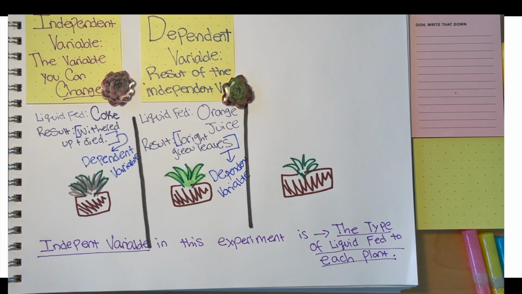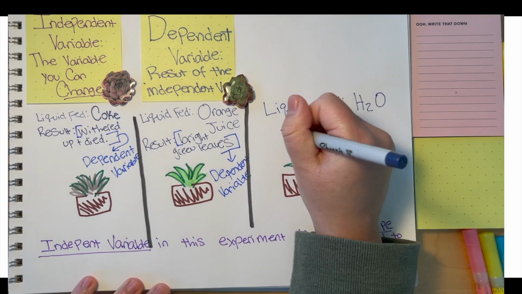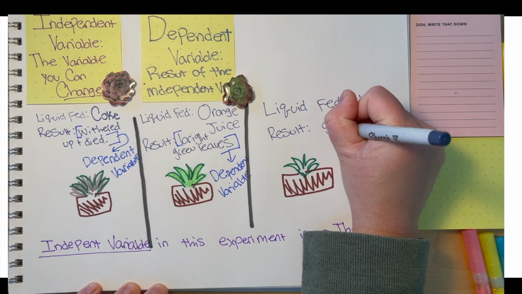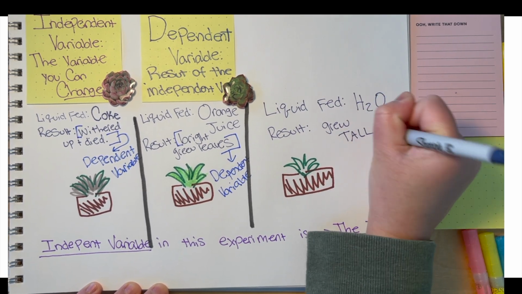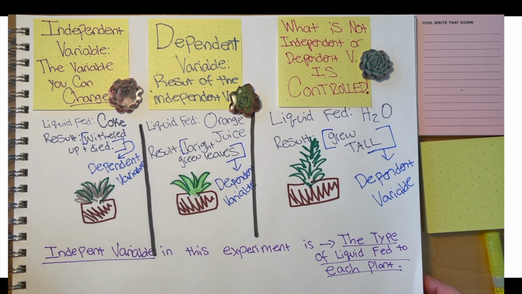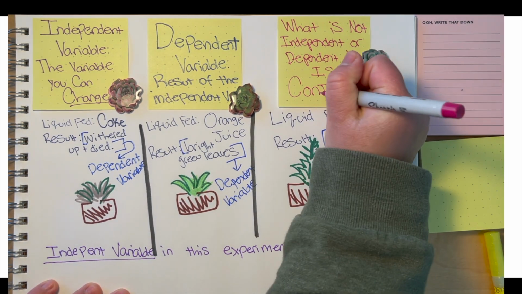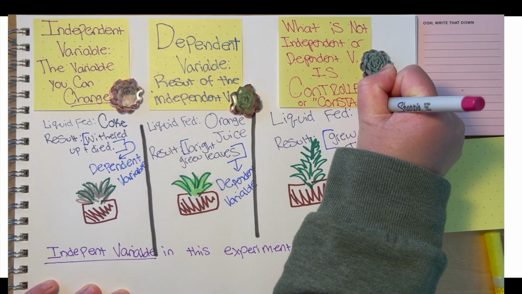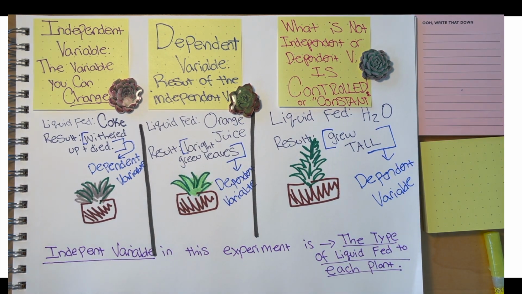And let's say that the third plant we gave water to, and this plant in particular grew very, very tall. Now, the independent variable is the water, and the dependent variable is the growth, the height of the plant. The plant grew very high. Now, everything else in the experiment must be what we call controlled. Everything must remain constant and unchanged. Therefore, we know that what is causing the dependent variable or the outcome or the data, the results, is in fact the independent variable, the change in the type of liquid that we're feeding each plant.